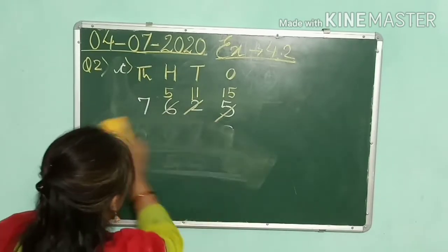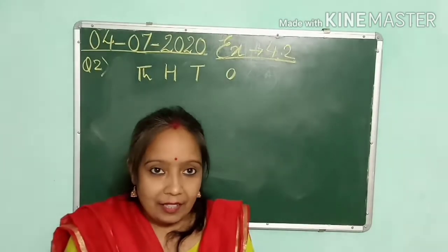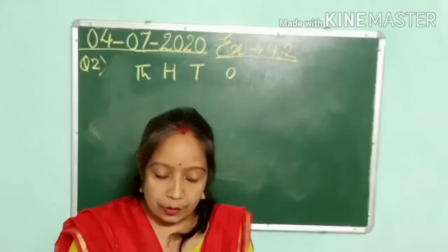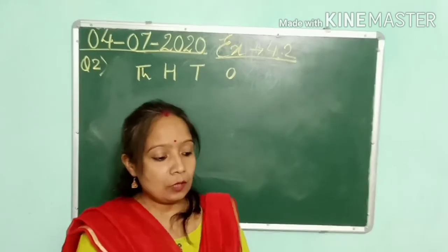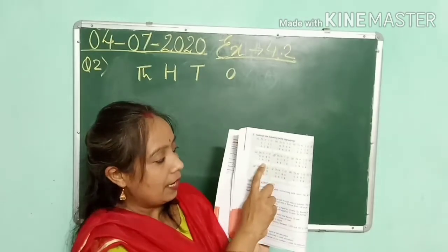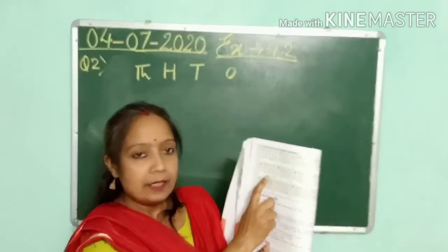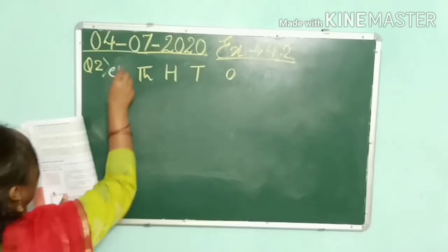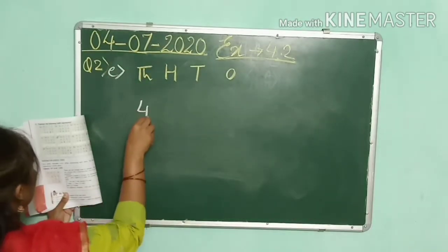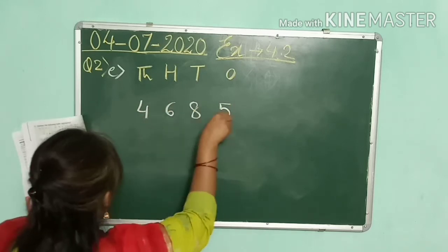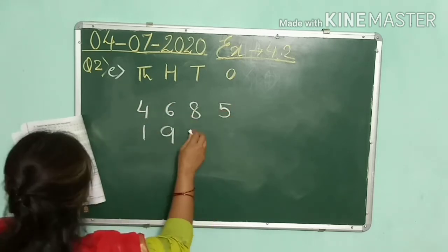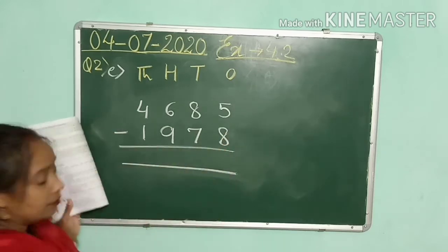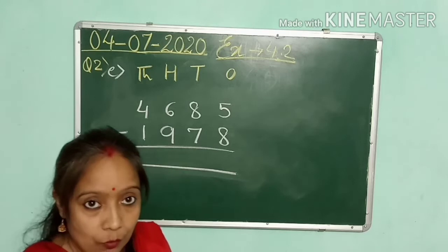Now we move to our next question. Children, now we will do question number E. Okay? Let's see in your book. We have to subtract 4,685 and 1,978. Let's start. Question number 2E. So write here 4,685 and you have to subtract 1,978.